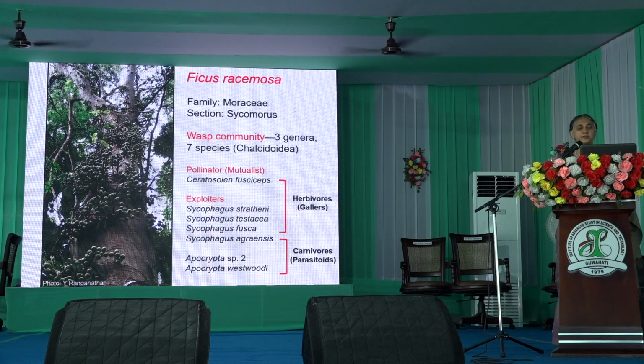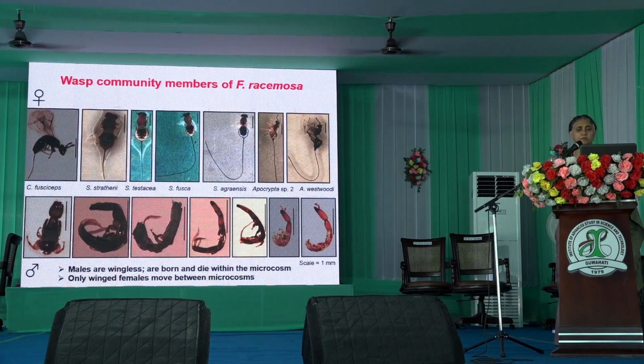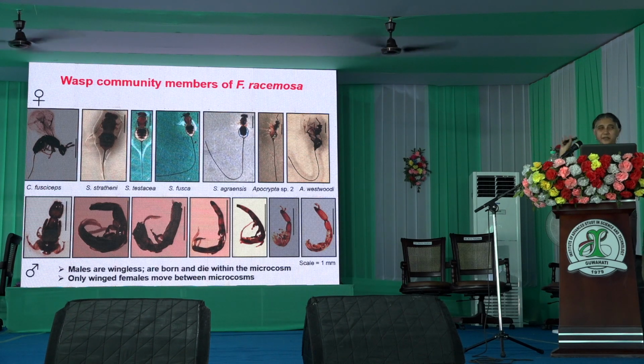3 of the other wasps are these galling wasps, and the other 3 are carnivorous wasps that feed on the larvae of the other galling wasps. So this is what the wasps look like. All the wasps on the top are females. They have wings and they have a very long egg-laying organ called the ovipositor.